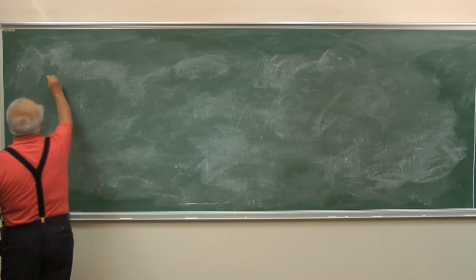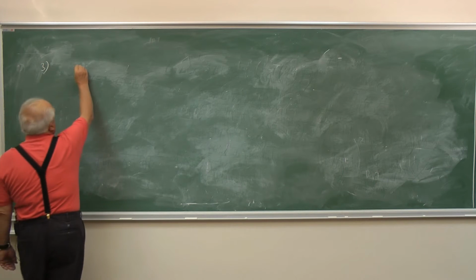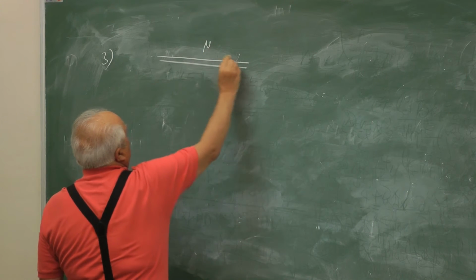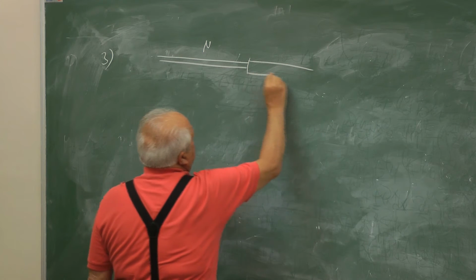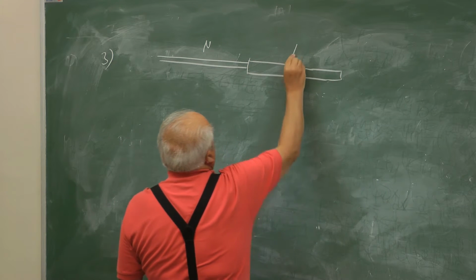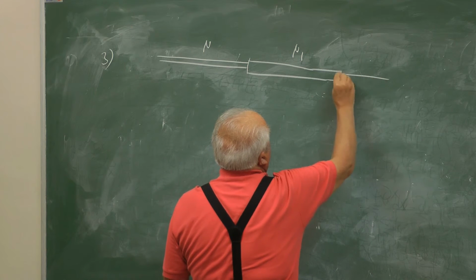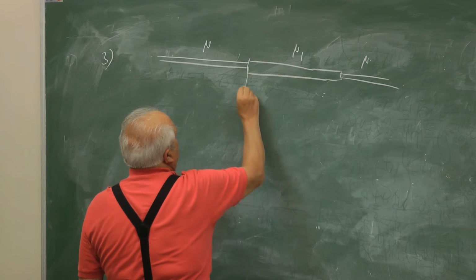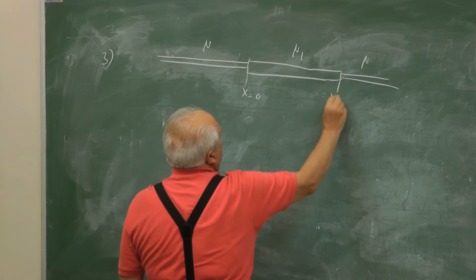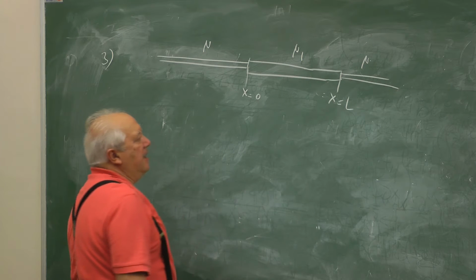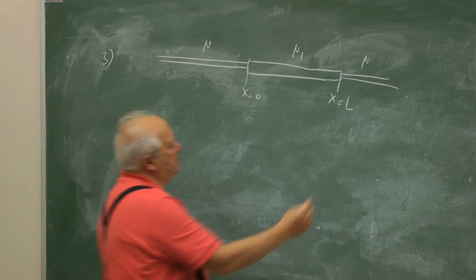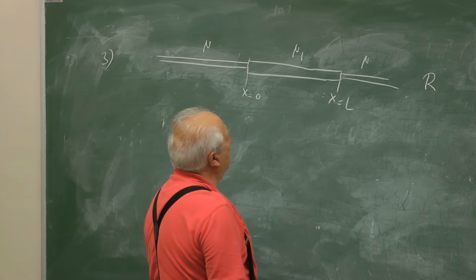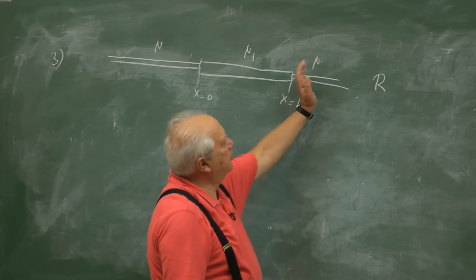The third problem I want to take up here is we have a string mu connected to another string mu1 and then back to mu again. So this is at x equals 0, this is at x equals L. Again, the question is to find the reflection coefficient, namely the percentage of energy that is reflected back and percentage of energy that moves out.